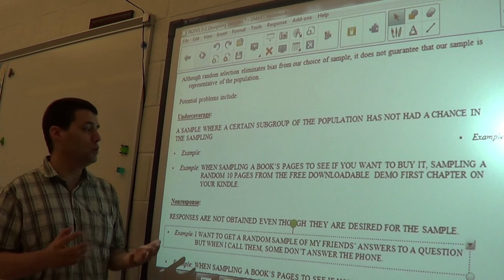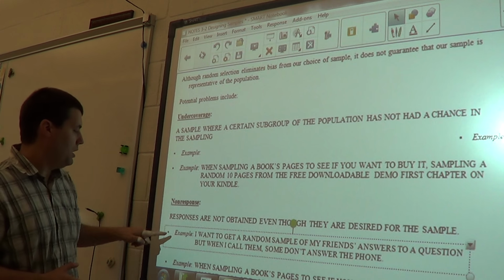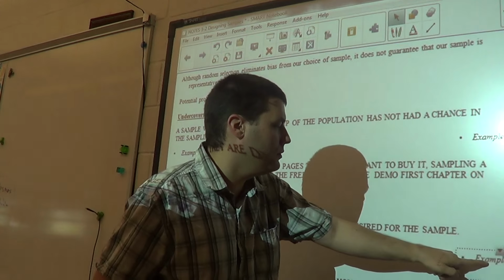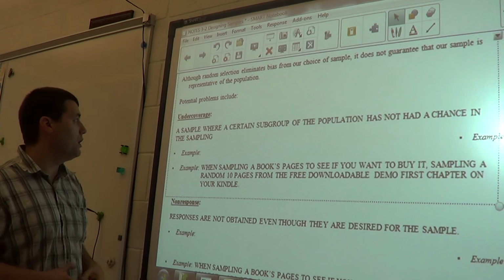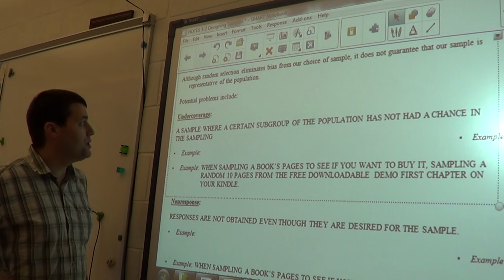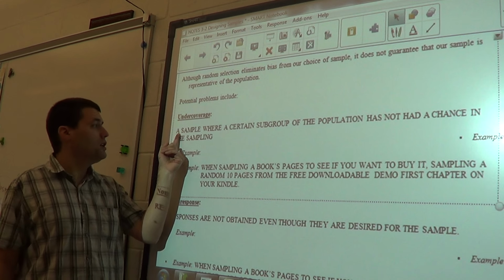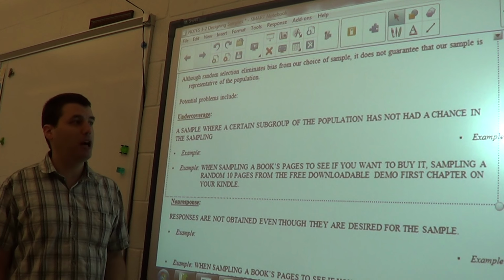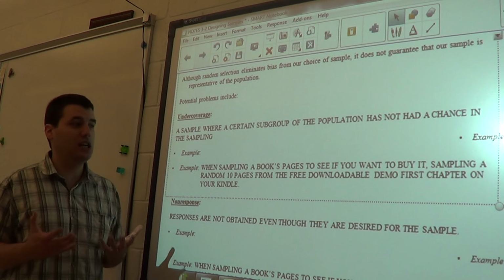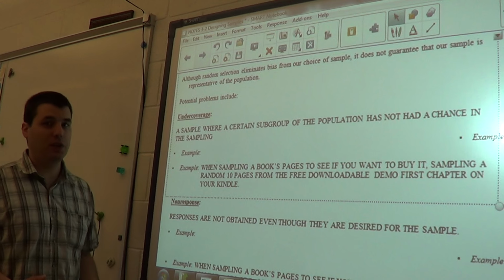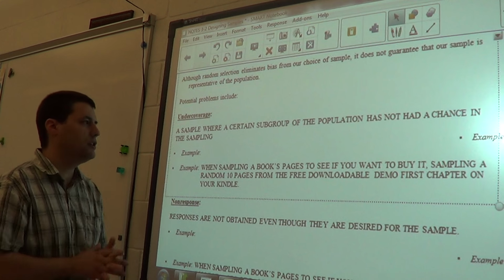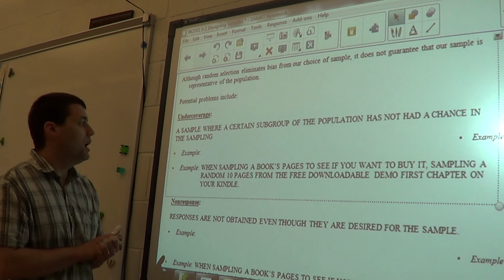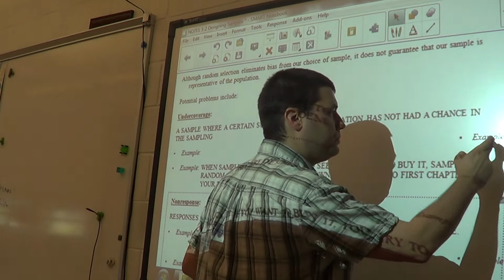Potential problems include, so here are a couple ones, and usually if you have a random sample, it doesn't happen, but we're going to be aware of these types of errors that we could have. For instance, undercoverage. Undercoverage: a sample where a certain subgroup of the population hasn't had a chance in the sampling. They've been left out for some reason. Think about the step with cluster sampling. We may leave out a whole bunch at the side who are different, we don't get them. For instance, the example that I'll bring up here.